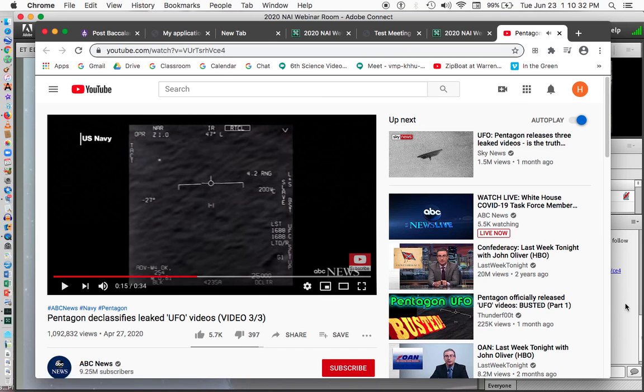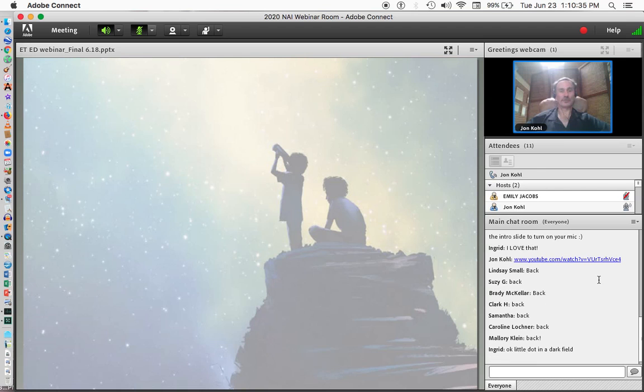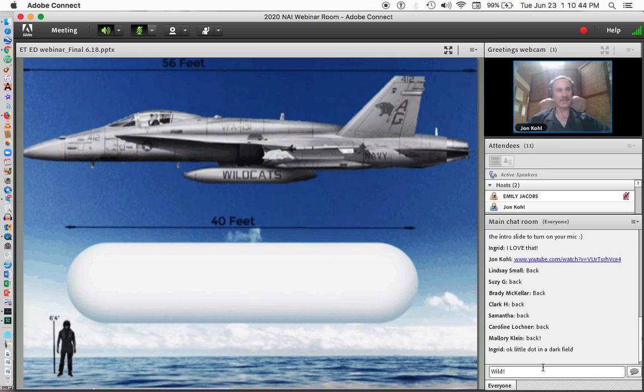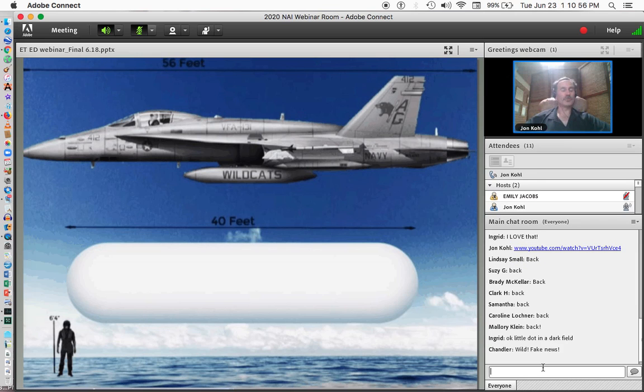Certainly you can find that longer video on YouTube if you want. And for those, that's a little dot in a dark field. I'm glad you mentioned that, Ingrid, because this gives you an idea of what you were looking at. A diagram of the proportions of the size to a person, and you can see why it's informally called the Tic Tac. Now what I want to talk about, this is one of the most famous examples of UFOs, and we'll look at why that is.